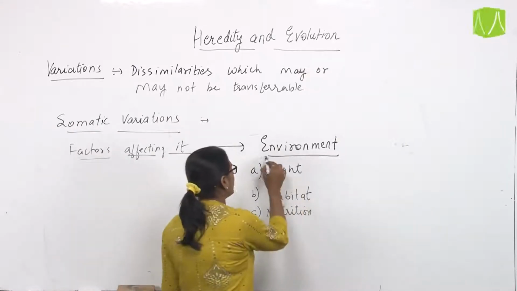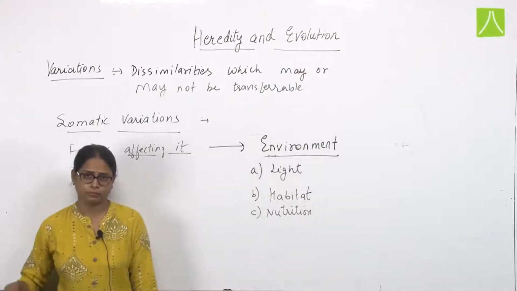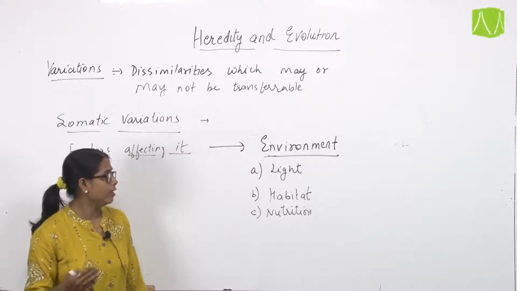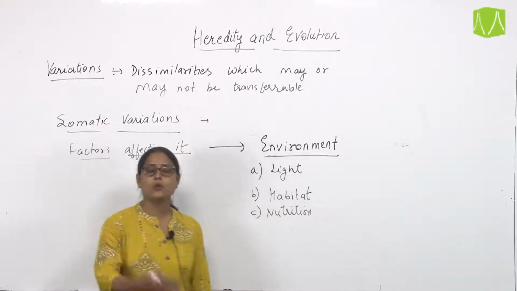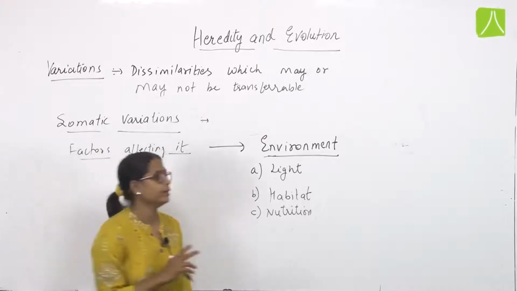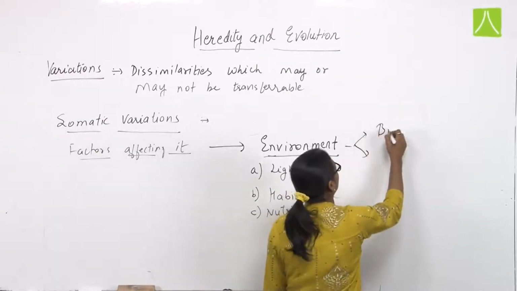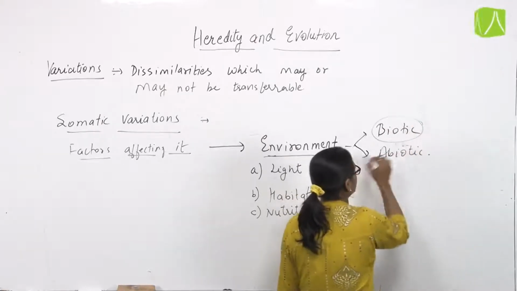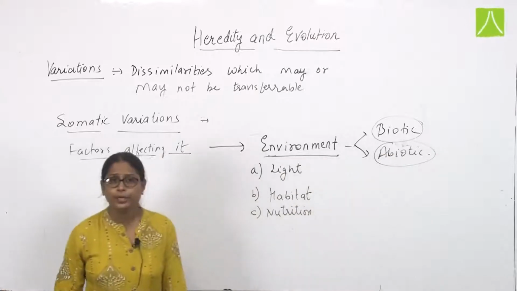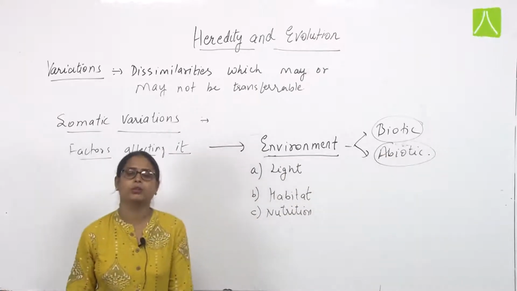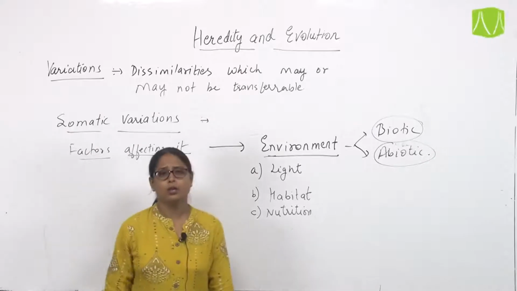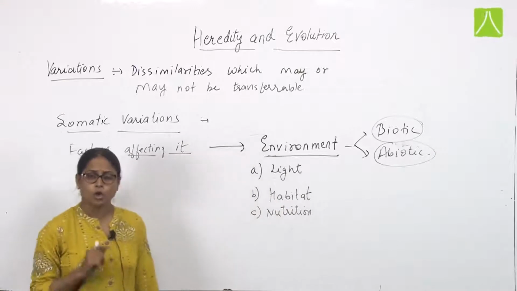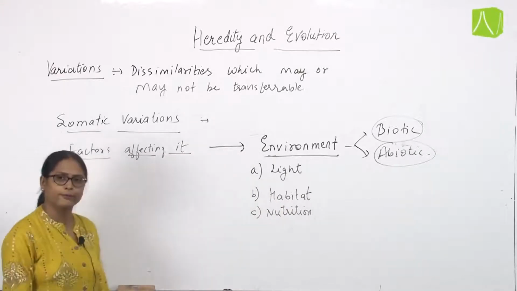Fine. So environment means the area formed by two components, biotic and abiotic. Environment is our surroundings which is formed by two components, that is biotic and abiotic. Now as we all know, biotic is living and abiotic is the non-living component. Here we are talking about abiotic factors because we are all biotic components on which the effect of these abiotic factors causes these types of somatic variations.